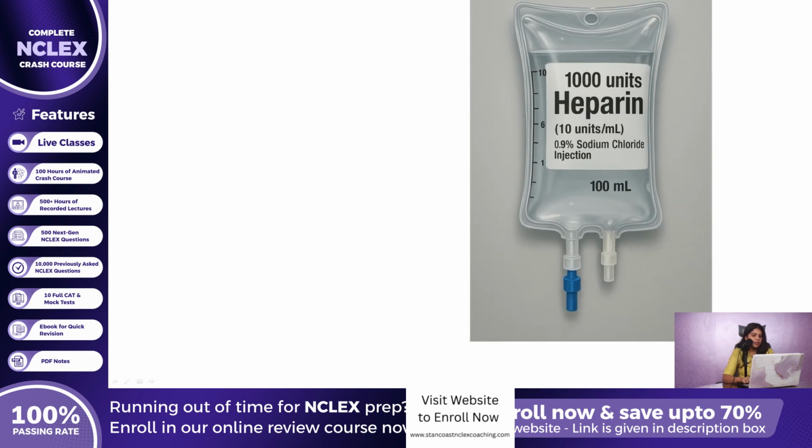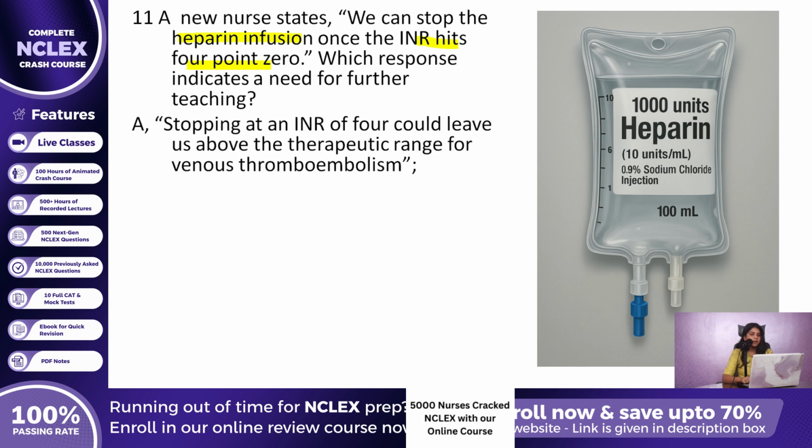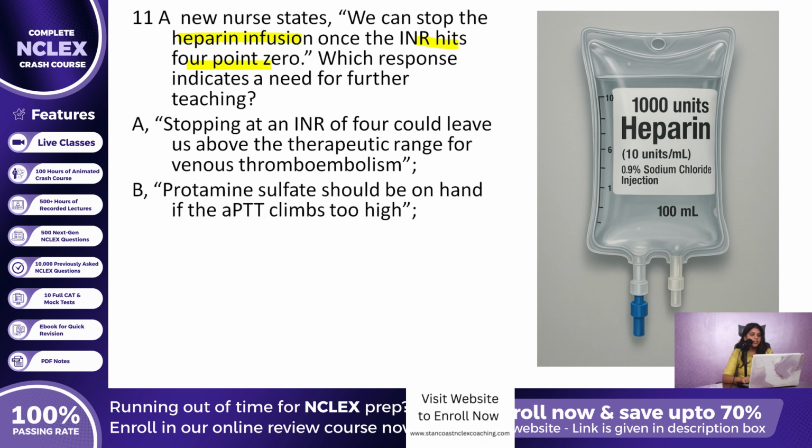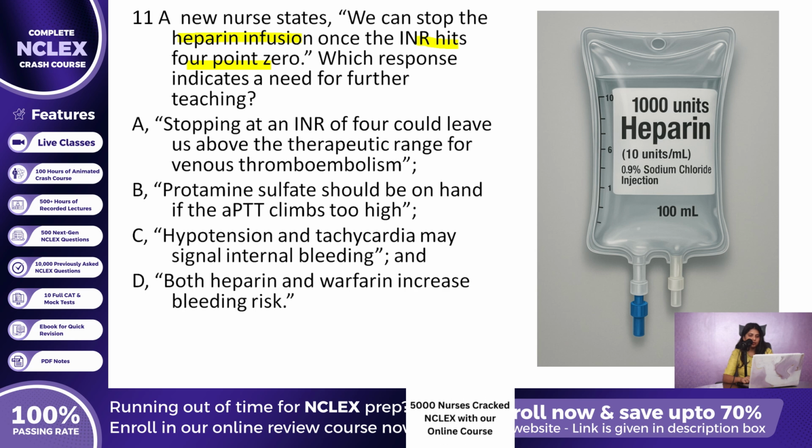Question 11. Turning to anticoagulation management, a new nurse states, "We can stop the heparin infusion once the INR hits 4.0." Which response indicates a need for further teaching? The options are A. Stopping at an INR of 4 could leave us above the therapeutic range for venous thromboembolism. B. Protamine sulfate should be on hand if the APTT climbs too high. C. Hypotension and tachycardia may signal internal bleeding. And D. Both heparin and warfarin increase bleeding risk.